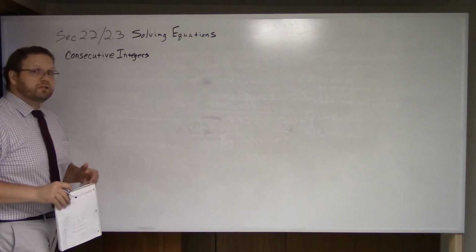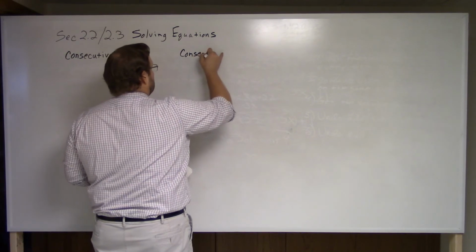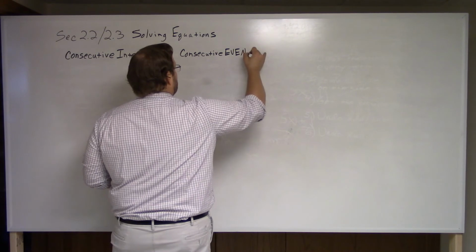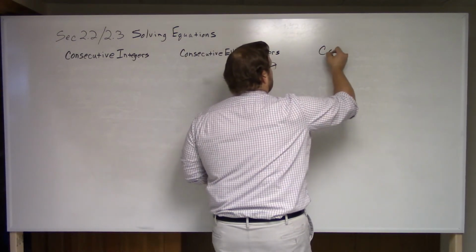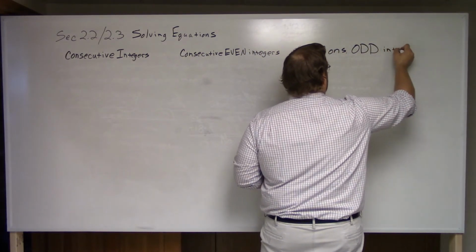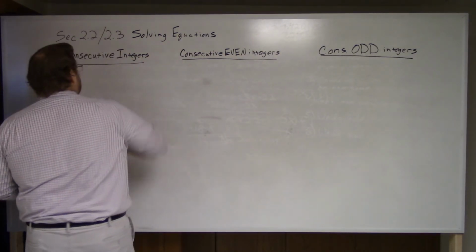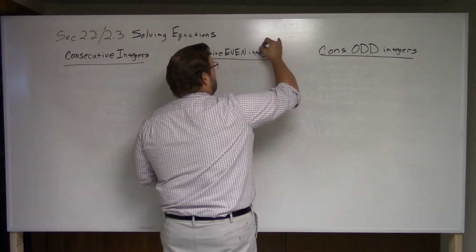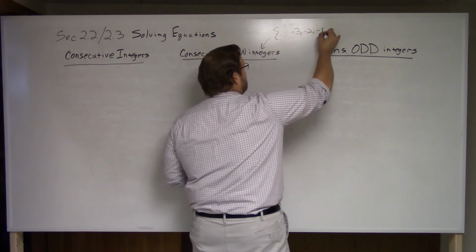Okay, now consecutive integers could also be presented as consecutive even integers and consecutive, I'm going to abbreviate here, odd integers. Okay, now first of all, when we talk about integers, just remind ourselves: integers are the set of all those solid numbers.